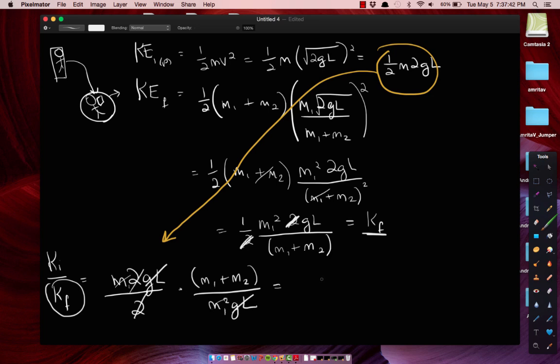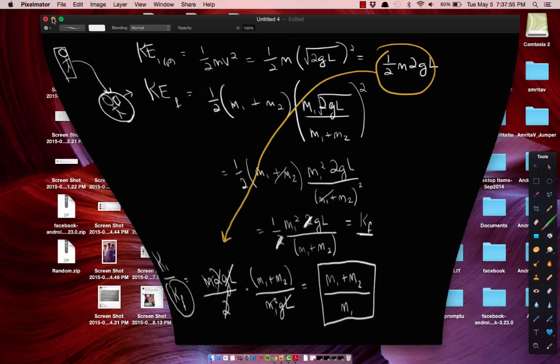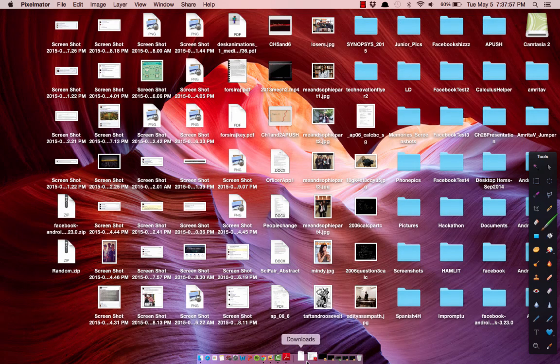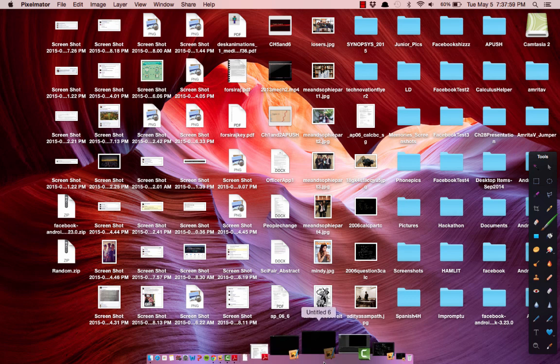So we're going to get our final answer, which is (m1 + m2) over m1. And that's the ratio of the kinetic energies. Cool. So now on to the last part, part E, which is asking us the total horizontal displacement from the point A until the person lands in point D.